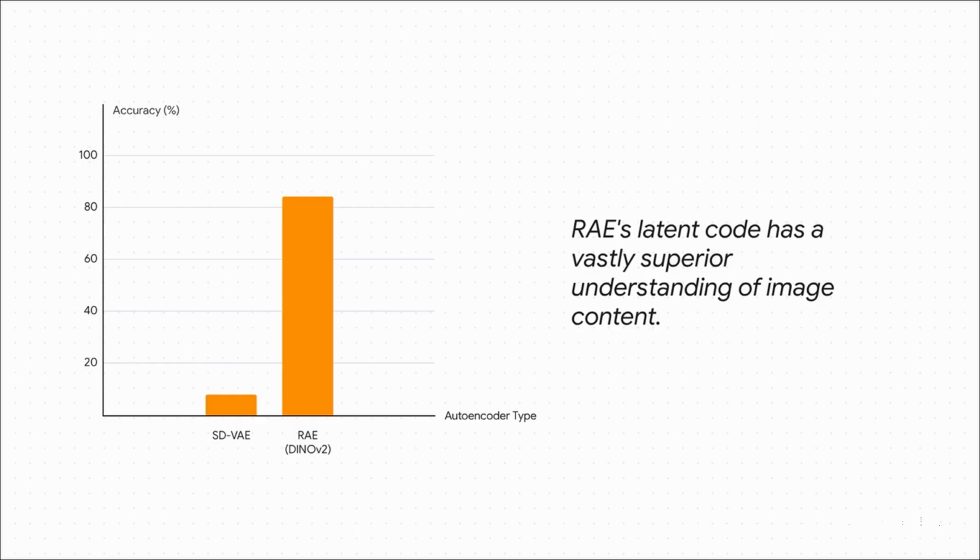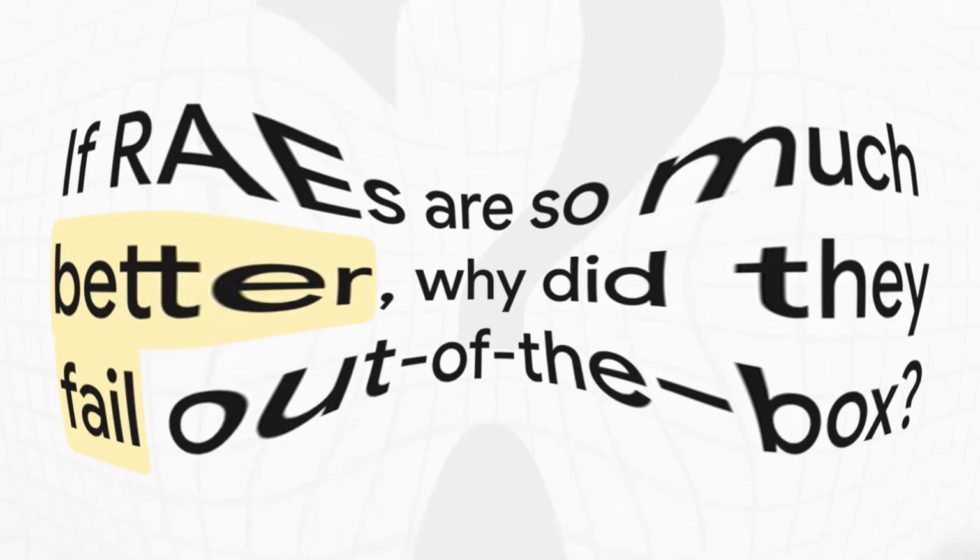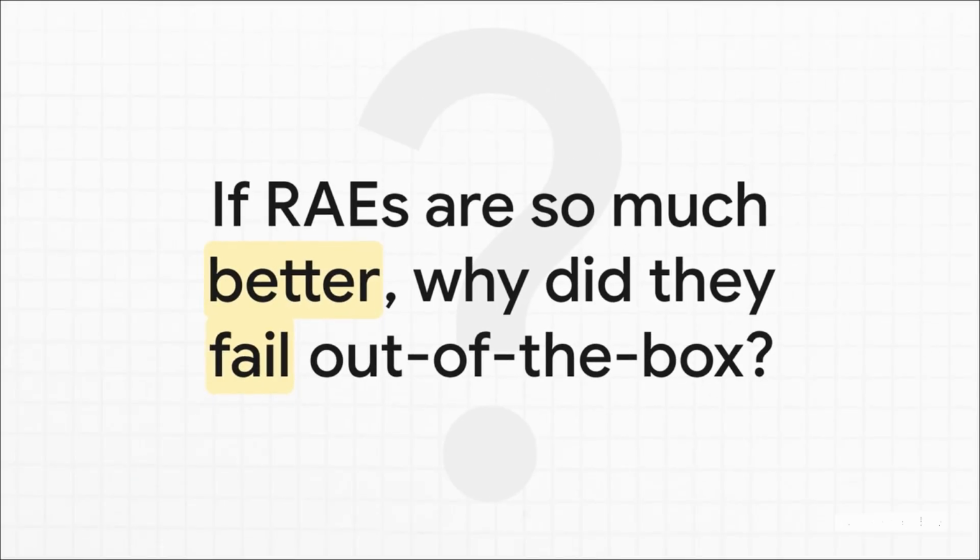It's a completely different sport. Okay, so if the RAE is so much better, why didn't somebody do this ages ago? Well, it turns out that its special code was so much richer and more detailed. Remember, it's the encyclopedia, not the 10-word description, that the existing diffusion models had no idea how to handle. They were built for the simple stuff, not this fire hose of information. And that was the huge puzzle the researchers had to crack.